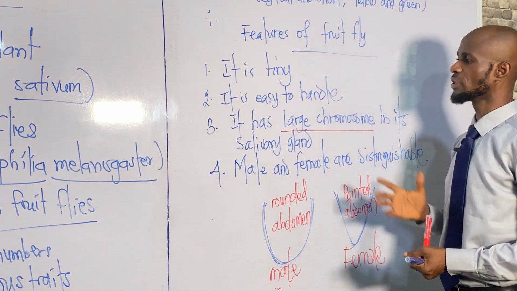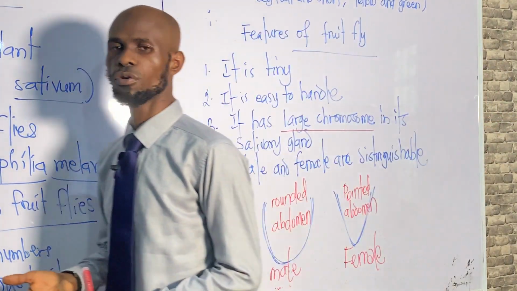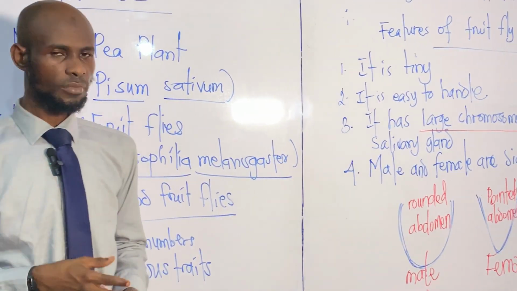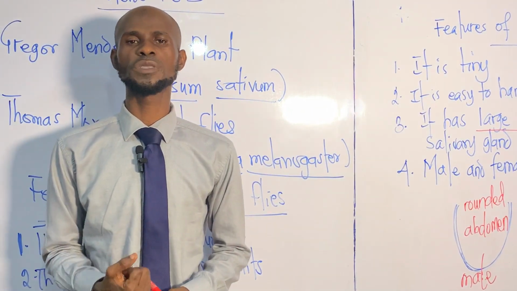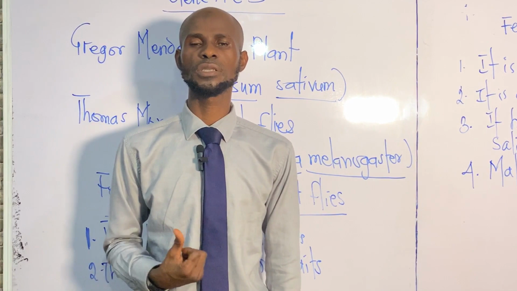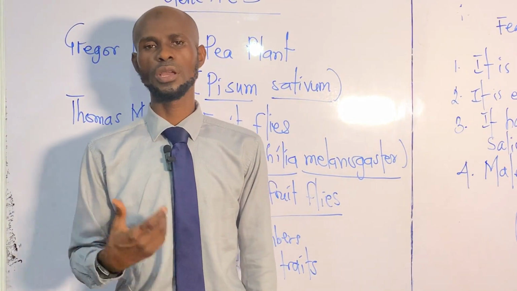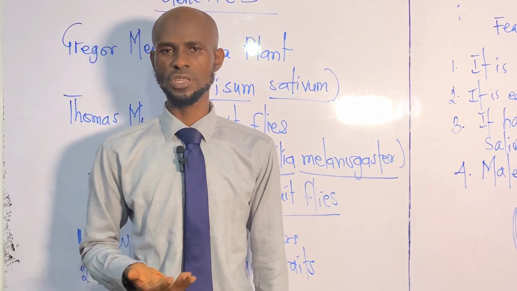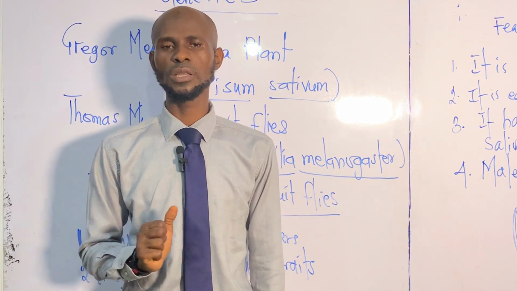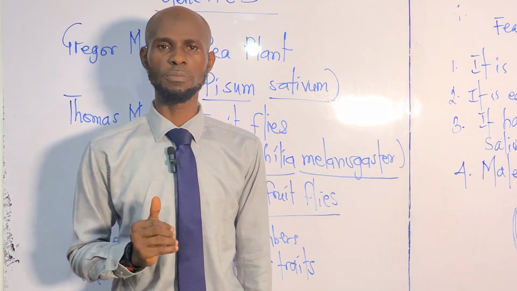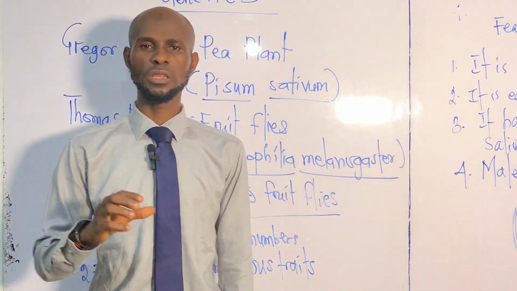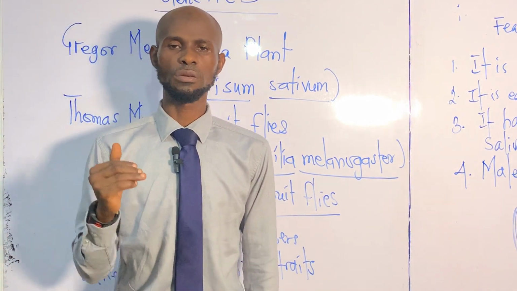So we have been able to look at the features of the living organisms that Thomas Morgan and Gregor Mendel chose for their experiment. To meet many of these in your past questions, stay tuned and we'll come back in the next class to explain the experiment performed by Gregor Mendel.